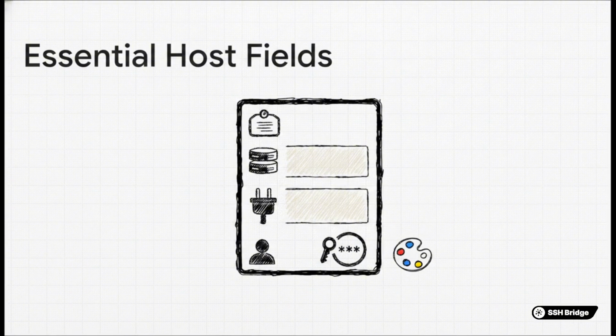You just need to fill out a few core fields. You'll give it a label, that's just a friendly display name for you. Then drop in the hostname or IP address. The port defaults to 22, so honestly, you usually don't have to touch that. Enter your username, and then select your auth type. And what's really great here is the flexibility. You can choose a standard password, or grab a previously added SSH key for secure passwordless entry. You can even assign it a custom color to spot it easily later on.